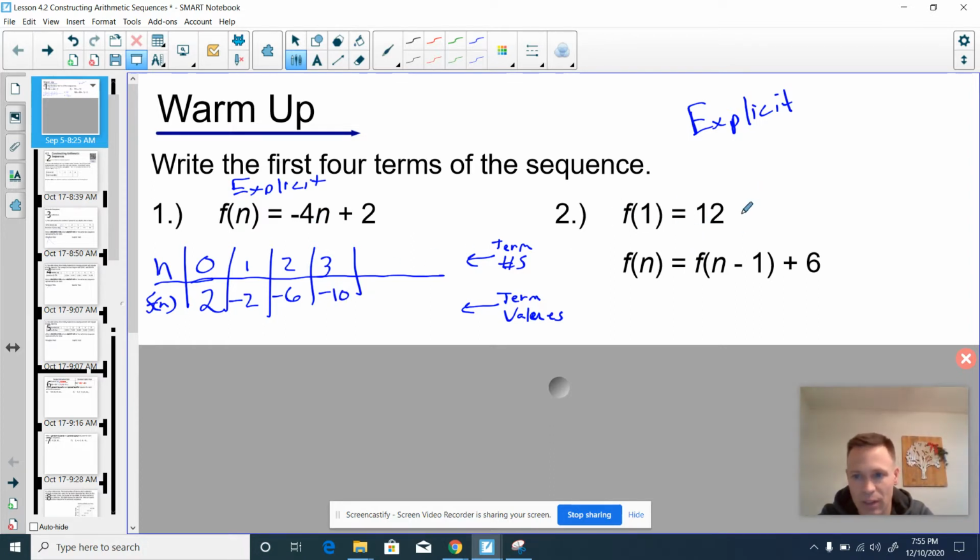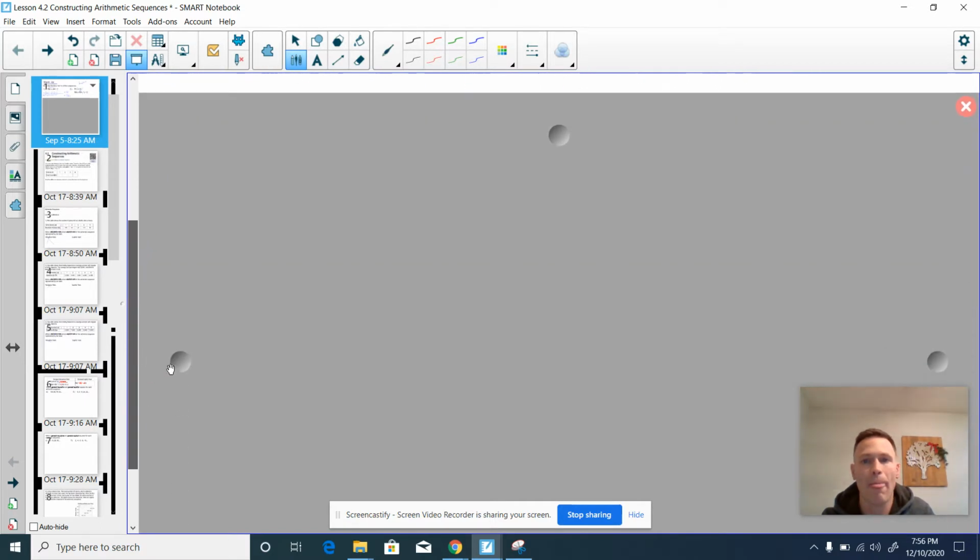Okay, now this is a setup for an explicit rule. It's printed in your notes, recursive rule. This is a setup for a recursive rule, which we decided this year to not delve into. So it's in your notes, but we are not going to talk about it, and you will not be held responsible for knowing it. All right.